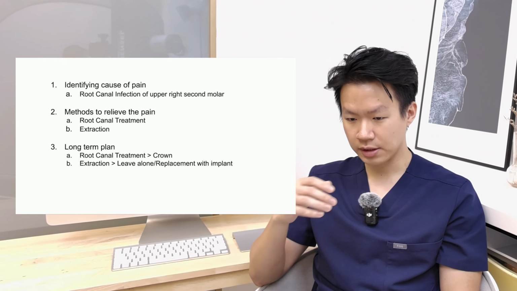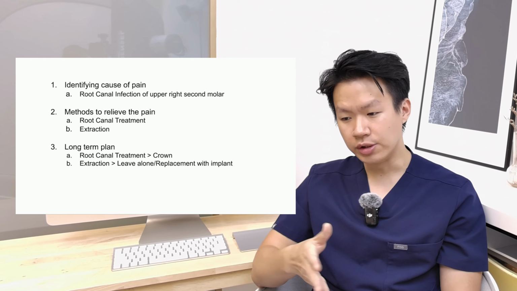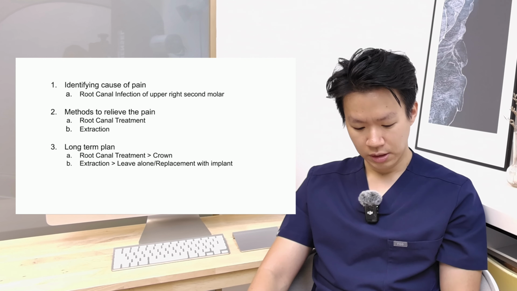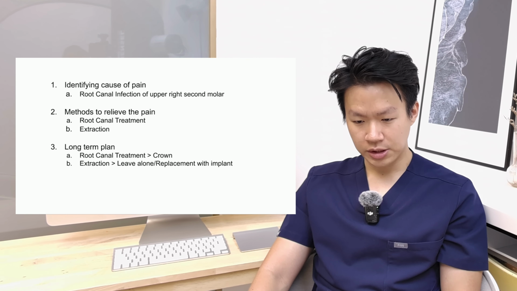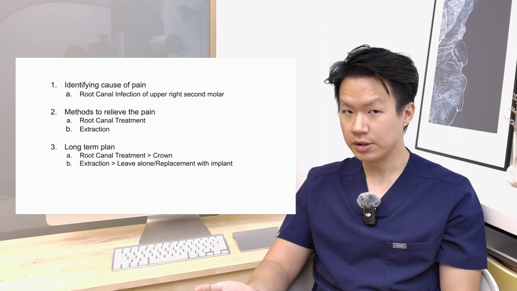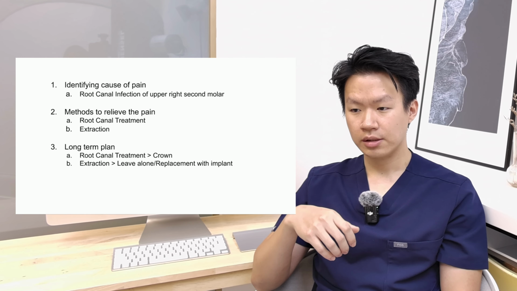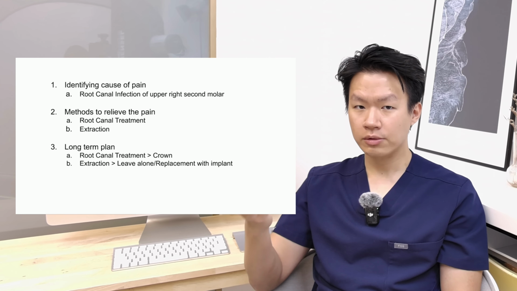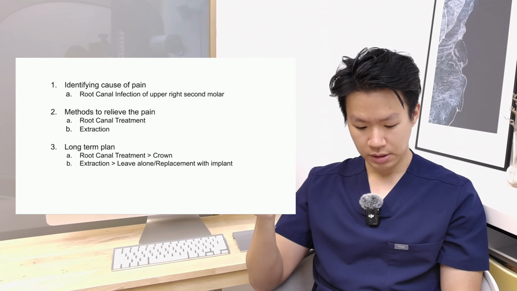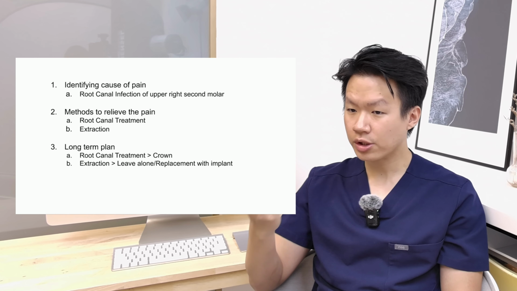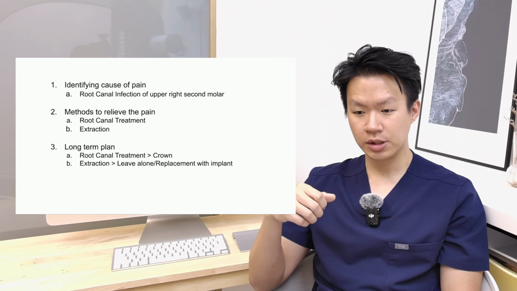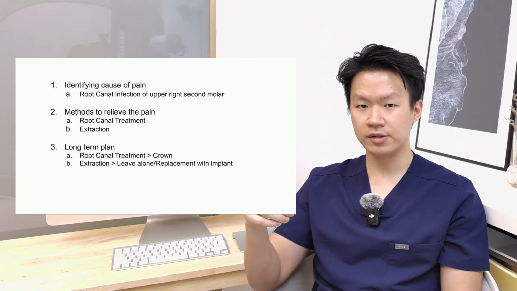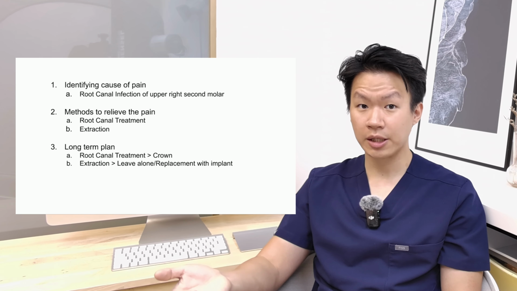The third step, before we decide on what treatment we may want to go about doing, is to consider the long-term plan for the patient. If the patient is keen to try a root canal treatment, we have to consider that generally after a root canal treatment for molars, a crown will be required to protect the tooth. Whereas if the patient chooses an extraction, we have to consider whether the patient would rather leave the missing tooth alone in the future or consider some form of space replacement, such as an implant.